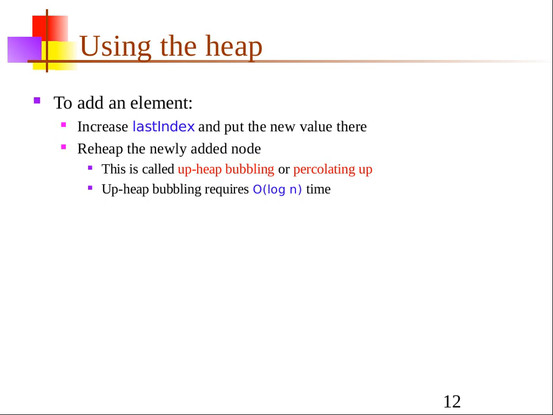Well, you remove the first element, and then what did you have to do? You have to sift down. You had to swap it with the last, and then sift down. And that was a log n operation.